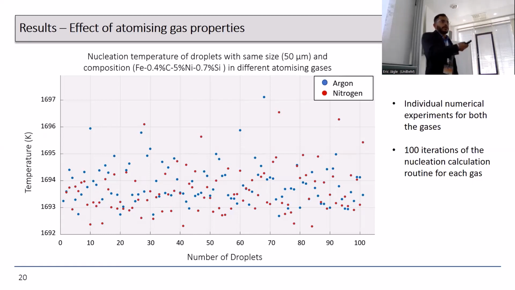Instead of a single point or a constant value given as a result, we are getting a spectrum or a range of solidification temperature for the same droplet size. So this must be what exactly is happening inside a gas atomization chamber. So here it is 100 iterations of the nucleation calculation routine for each gas.